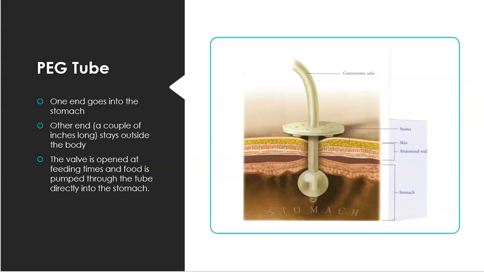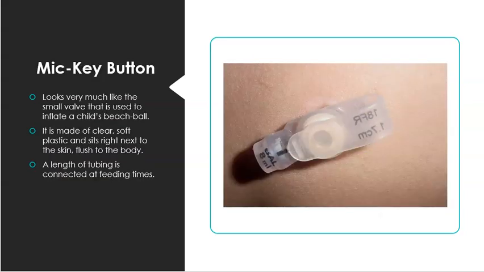So the Mickey button on the next slide looks very similar to the small valve that is used to inflate a child's beach ball. It's made of clear, soft plastic and sits right next to the skin, flush to the body. A length of tubing is connected at feeding time. So that's where the tube would just be inserted for feeding times. Just a different type of tubing for that.